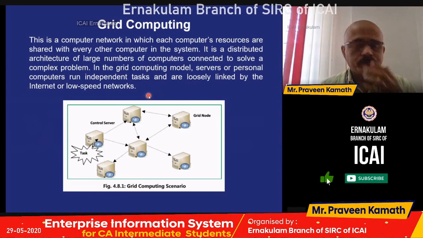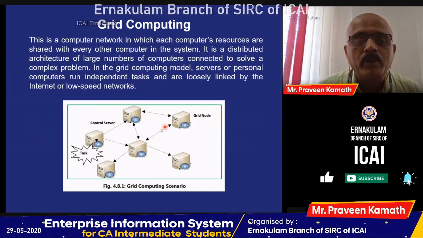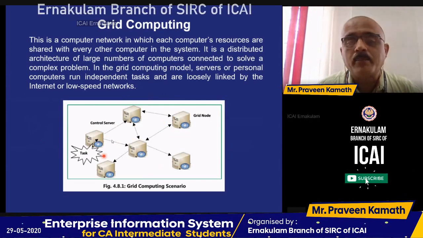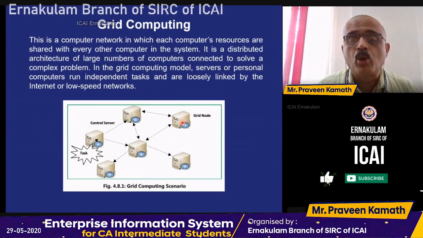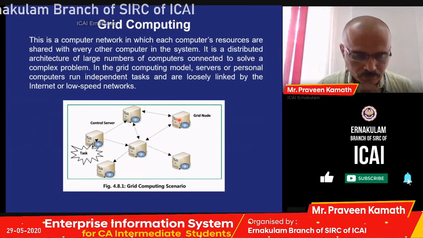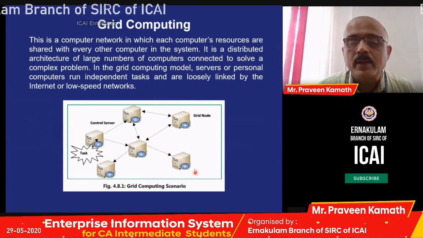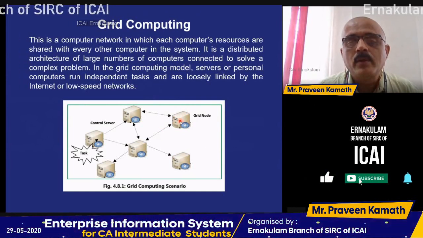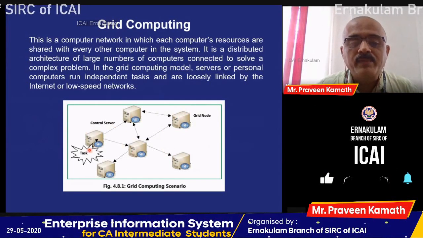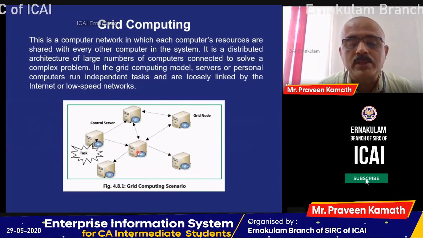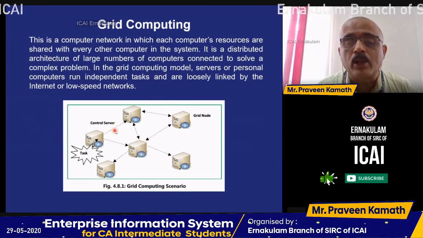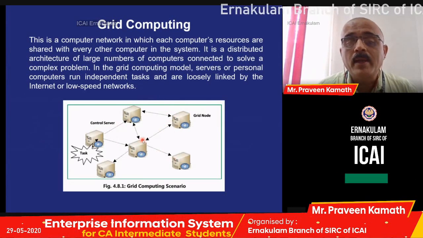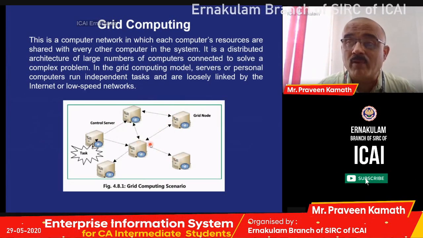Now, here in the diagram, you can see you have a control server which controls the grid. Tasks are shared between the different grid nodes. And what is a grid node? Any machine connected to the grid is called a grid node, a terminal. So the advantage is, if there is some heavy task on one of these machines, that task can be distributed. The load can be distributed between different subnodes, thereby getting the work done faster.